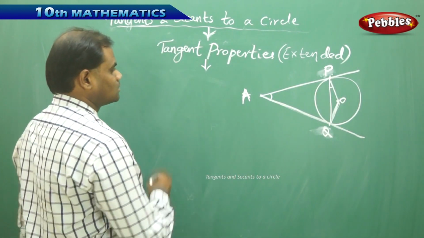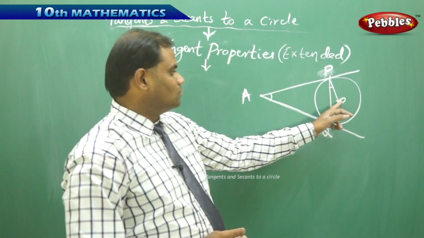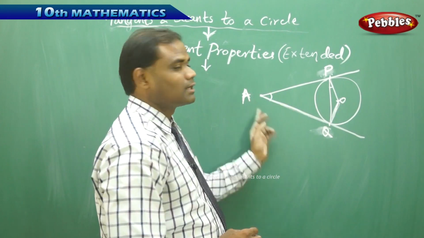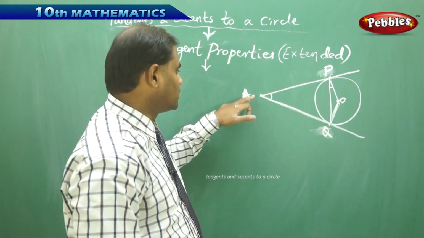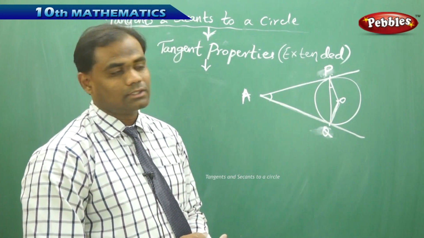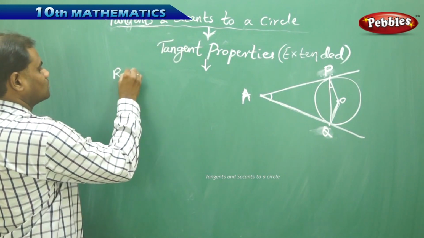So let's see how we need to prove this. If I consider a circle with center O and A is any point outside, I can draw two tangents from the external point A, that is AP and AQ are the two tangents. So using the two tangents, let's see how I have to prove this.